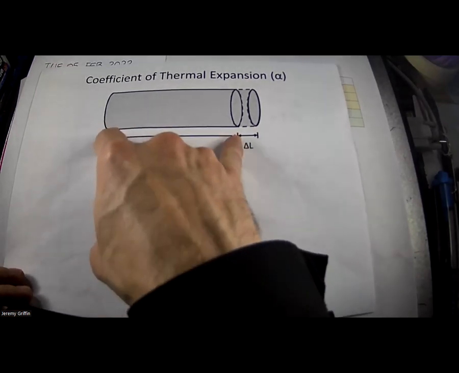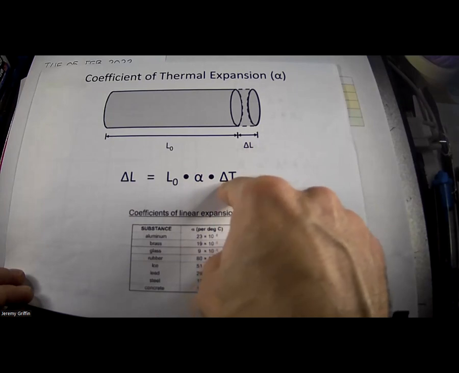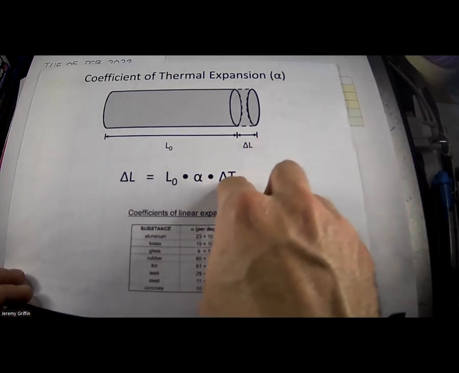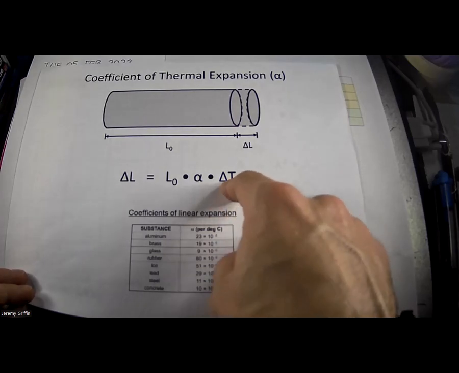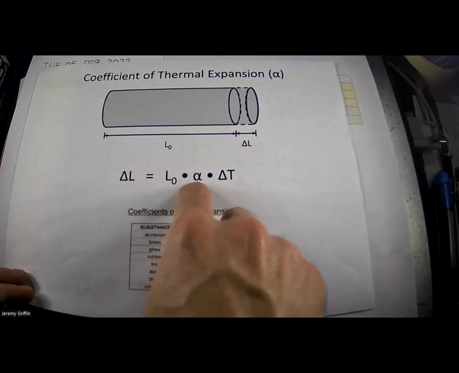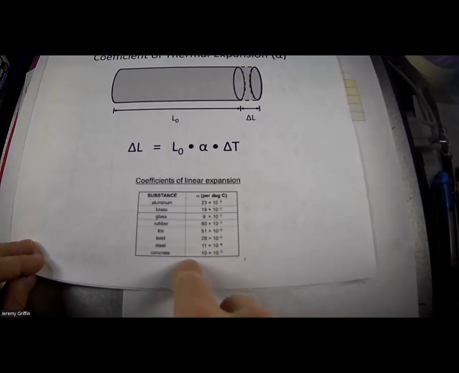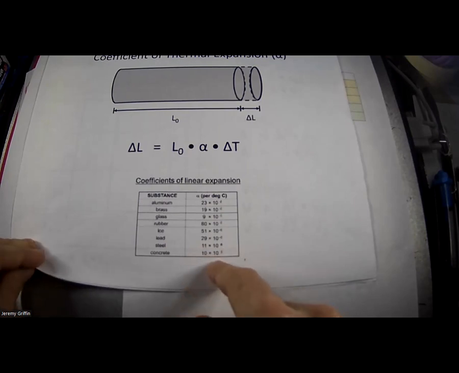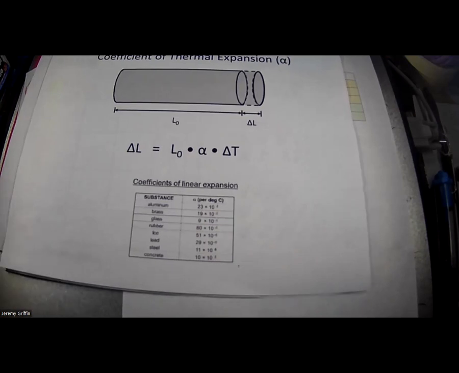If you had some initial length, L naught, and you change the temperature by some amount, whatever temperature scale you use doesn't matter because we're talking about temperature change. A change of 3 degrees Celsius is the same as a change of 3 Kelvin. Then it will expand by some amount delta L. How much depends on the material. So alpha in this context is called the coefficient of thermal expansion. Here are different coefficients for different materials. You might notice that steel and concrete have basically the same coefficient of thermal expansion, which allows steel reinforced concrete to be made. I'll talk about that in the future too.